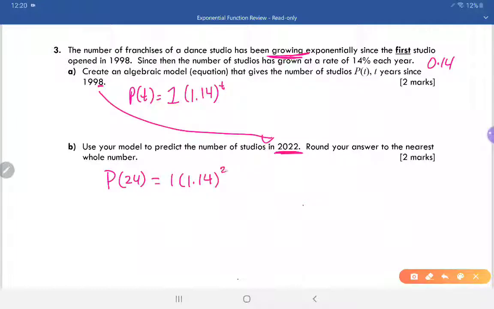So this company has had 24 years to grow its dance studios. Type that in, 1.14 to the power of 24, and timesing it by 1 is not going to make a difference. We're looking at this company having grown to 23 dance studios in that time. And that's if that company continues to grow at the same rate for the last 24 years.